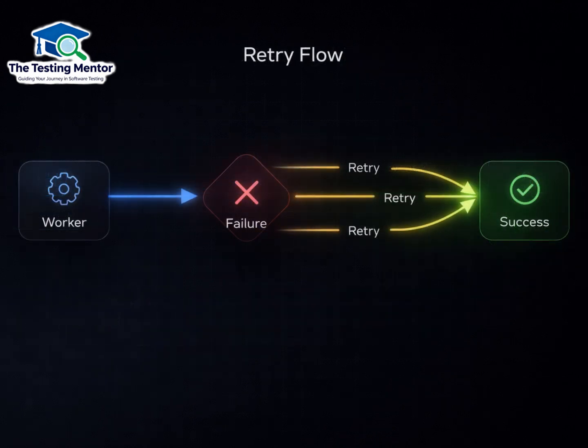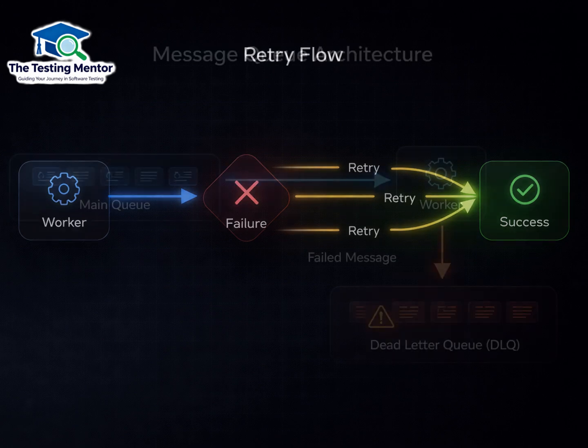Async systems usually implement retries. For example, if payment processing fails, the system retries. Your tests should simulate failures like temporary network failure, service unavailability, and partial processing, and verify the system retries correctly.